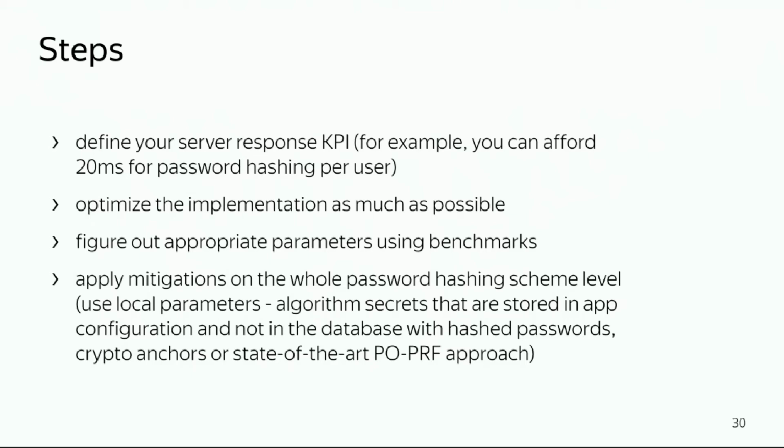Then you can optimize the implementation as much as possible. Then you can use benchmarks to figure out appropriate parameters, and then, as I said, the algorithm itself is not enough, so you need to apply some mitigations on the scheme level itself. For example, you can use local parameters, like crypto anchors, or you can employ the state-of-the-art partially oblivious pseudo-random functions approach.